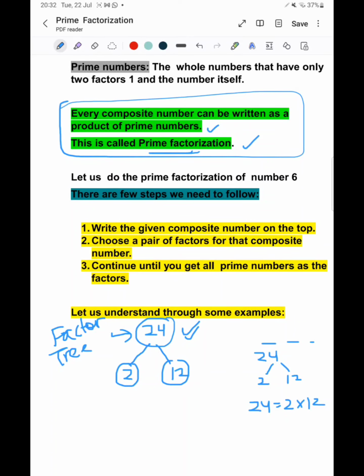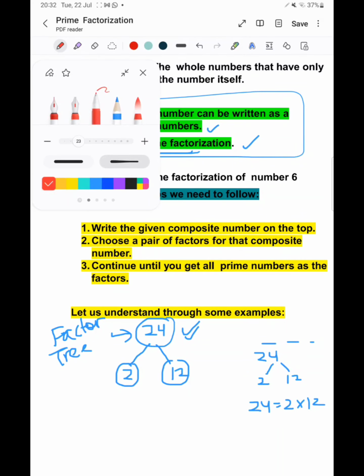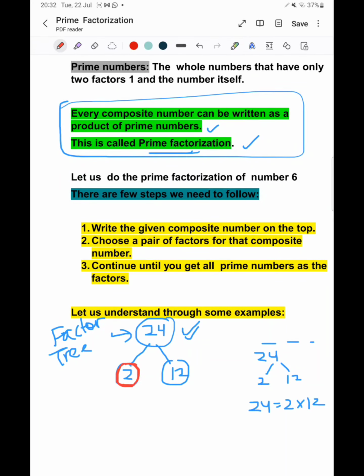Here I found that 2 is a prime number, so I circle it in red color, so it will be unique for me. Okay, 2 is already a prime number, I need not go further. Then I got another number, 12, but again 12 is a composite number, and as long as we are getting composite numbers, we have to write them as a product of 2 next factors. So I can write 12 as 2 times 6. You can choose 3 times 4 as well. It does not matter. At the end, you will get the same answer.